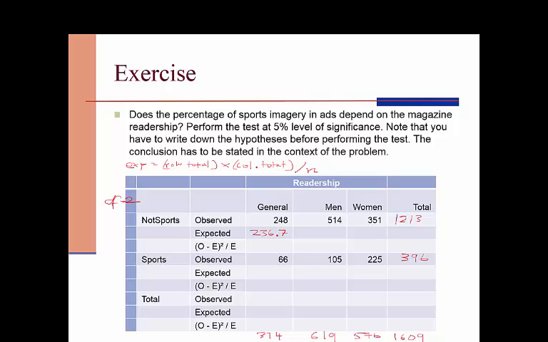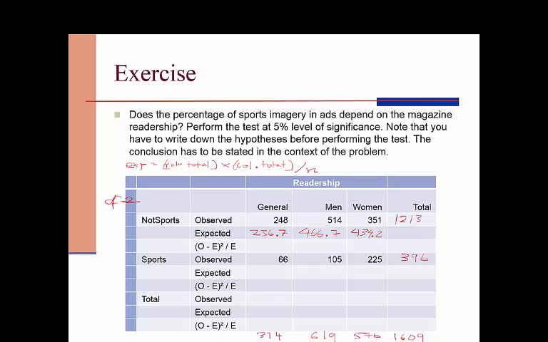Okay, now let's do it for the men's. The row total stays the same, so 1213 times, but now the column total changes to 619 divided by 1609. That gives you 466.7. And then let's do one more for women. That would be 1213 times 576 divided by 1609. That becomes 434.2.